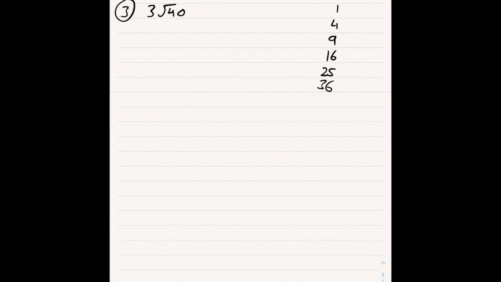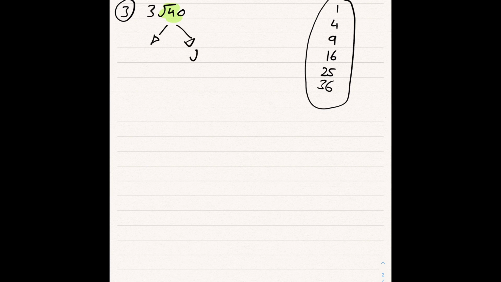The next question is, how can we simplify 3 root 40? Now we want to ignore the 3 and just focus on the root 40. So in terms of the square numbers on the right, what can we times by to give us root 40? And that will give us 4 times 10. So let's just ignore that 3 and just focus on 40.